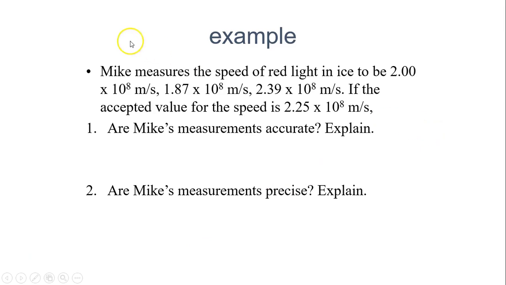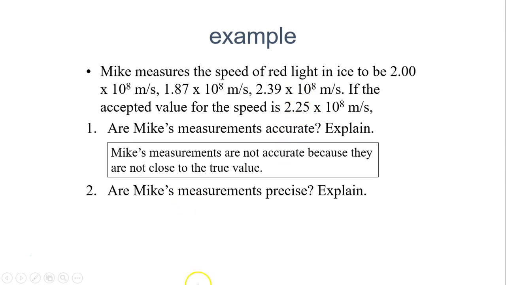Another example. Mike measures the speed of red light in ice to be 2 times 10 to the 8th, 1.87 times 10 to the 8th, and 2.39 times 10 to the 8th. If the accepted value of the speed is 2.25 times 10 to the 8th, are Mike's measurements accurate? Explain. His measurements are not accurate because it's not only the last digit that changes. The one before the last also changes. So that's why they are not accurate. They are not close to the true value.